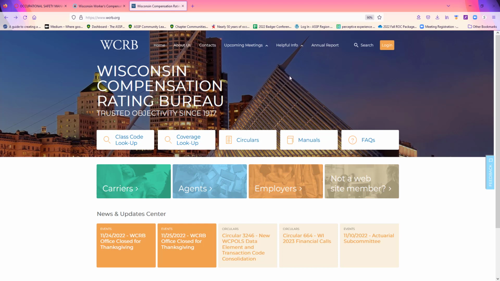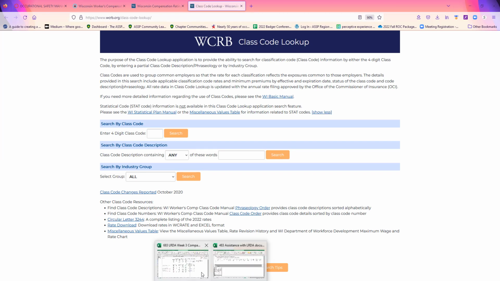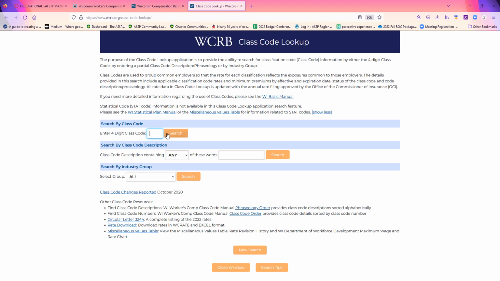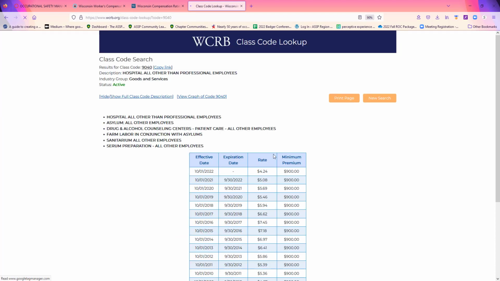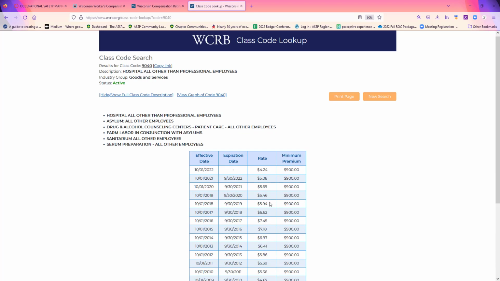All right, let's look up class code. So class code lookup is right here. Just type in the number. From our report, first one, 9040. I'm just going to copy it, paste, search. Here we go. So we've got their rates going all the way back to 2003. I just did it from like 2019. You can see it went down.